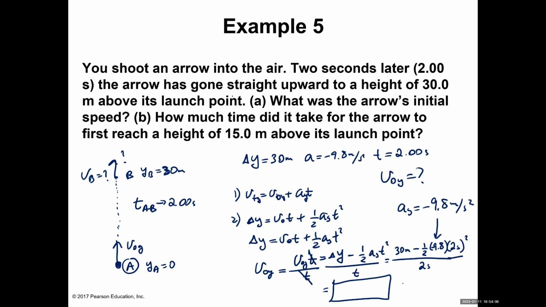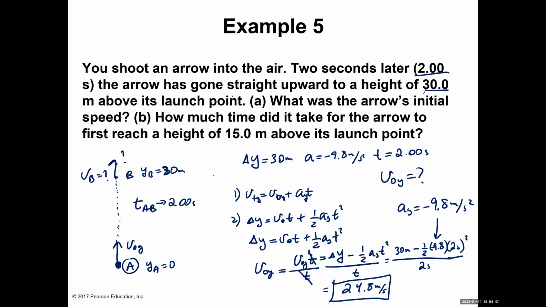So that means 30 plus 0.5 times 9.8 times 4, and this is divided by 2. So I get 24.8 meters per second. Okay, 25. Well, I have 3 sig figs everywhere, so I'm keeping 3 sig figs. Yeah, so this looks a little bit more reasonable. All right. So that's basically part A.